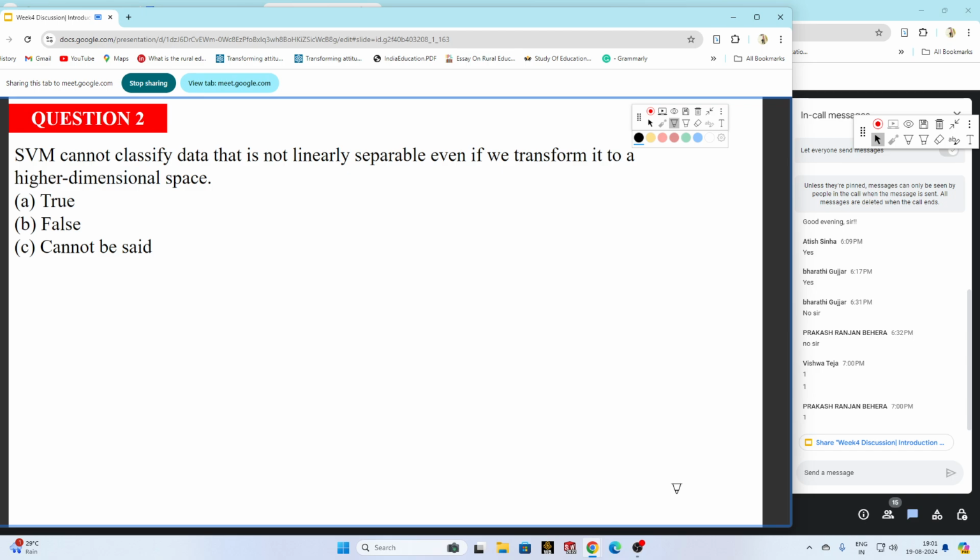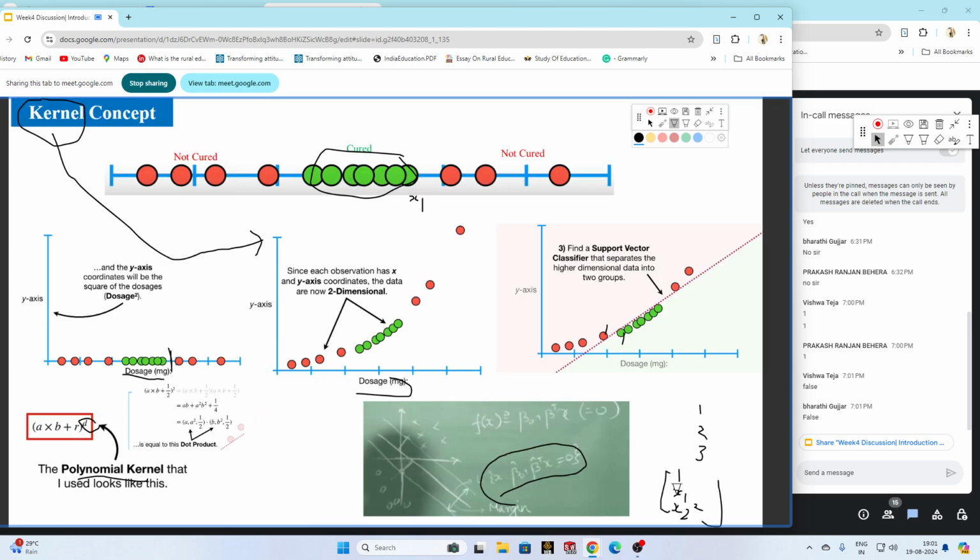SVM cannot classify data that is not linearly separable even if we transform it to a higher dimension. True, false, cannot be said. Okay, false, right? Anyone else? Okay, yeah, absolutely right. We have just seen with the help of kernels, we can. Sandeep is also right.